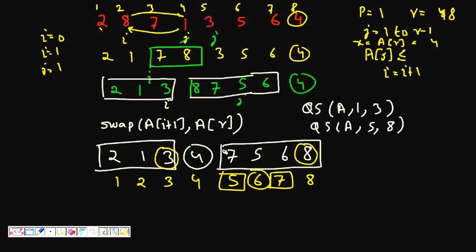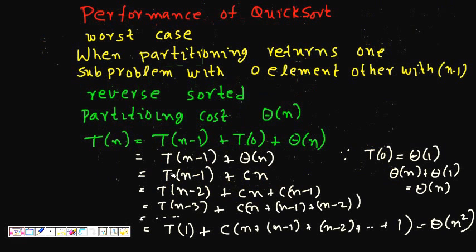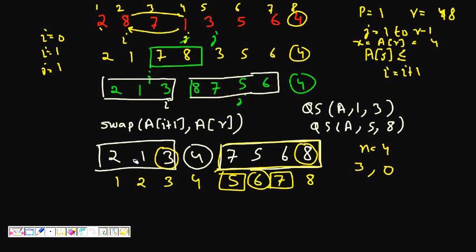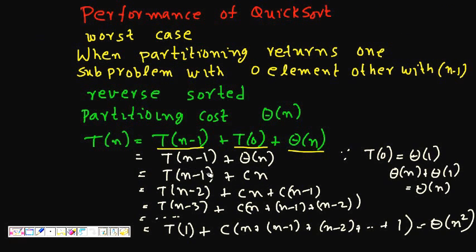Like, here for this subarray, if 8 was the pivot element, everything was smaller than this. So the size n is equal to 4 here. One subarray was of size 3, the other was of size 0. Okay, so this way, if this partitioning happens, T(n) is T(n minus 1) plus T(0) plus theta n. And why theta n? Because the partitioning algorithm is theta of n, because we ran a for loop from j is equal to p to r minus 1. Okay, so that was theta of n. So this is T(n minus 1) plus c of n.